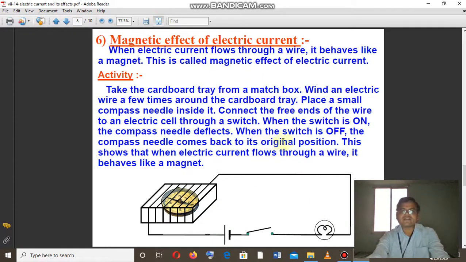The magnetic effect of electric current. In the activity, we also have learned about the magnetic effect of electric current. When the electric current passes through a wire, it behaves like a magnet, and this is called the magnetic effect of electric current. And then this activity has been done.